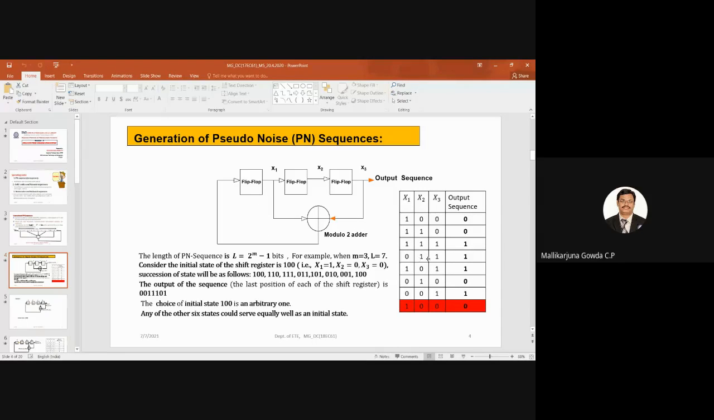For the next clock pulse, what happens? Again, 0 XOR 1 will be 1, and that will be fed to flip-flop 1. So I will be getting 1, 0, 1. Whatever X3 is there will be my output sequence.